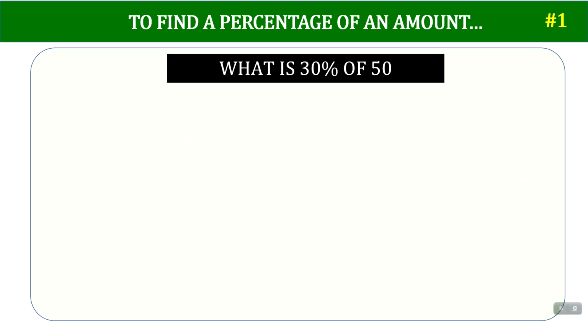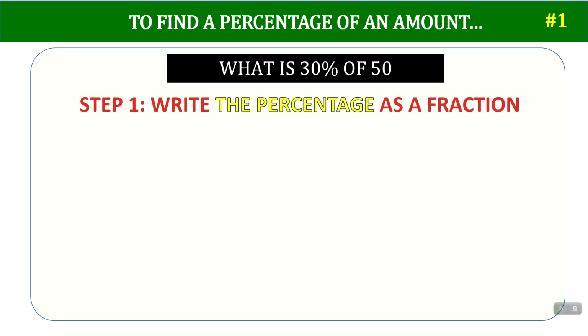But to find a percentage of an amount, we have to do several steps. So for example, what is 30% of 50? Well, first of all, we have to write the percentage as a fraction. So let's turn 30% into a fraction, and that is simply 30 over 100. 30% is 30 out of 100.